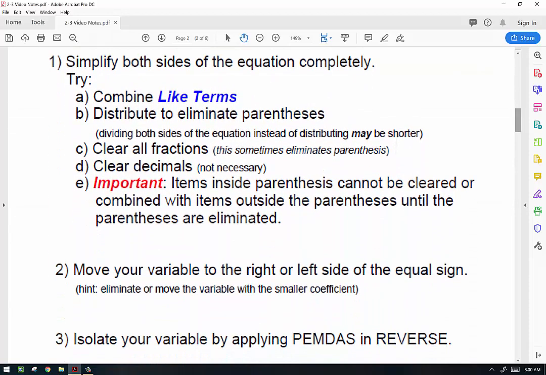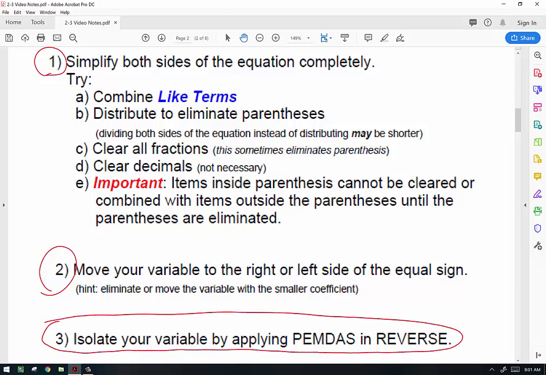Now, here are 3 steps that I created a long time ago for solving multi-step equations. Step 1 and step 2 we are not going to use today because we're keeping our variable on one side of the equation only. But we will do step 3, which is to isolate the variable of interest by applying PEMDAS in reverse. So that's order of operations in reverse, and that's going to be key.